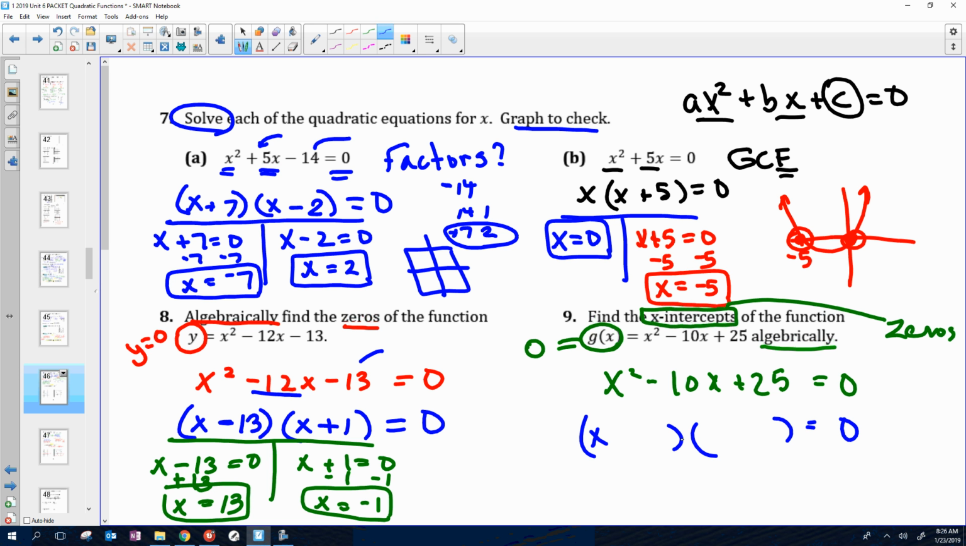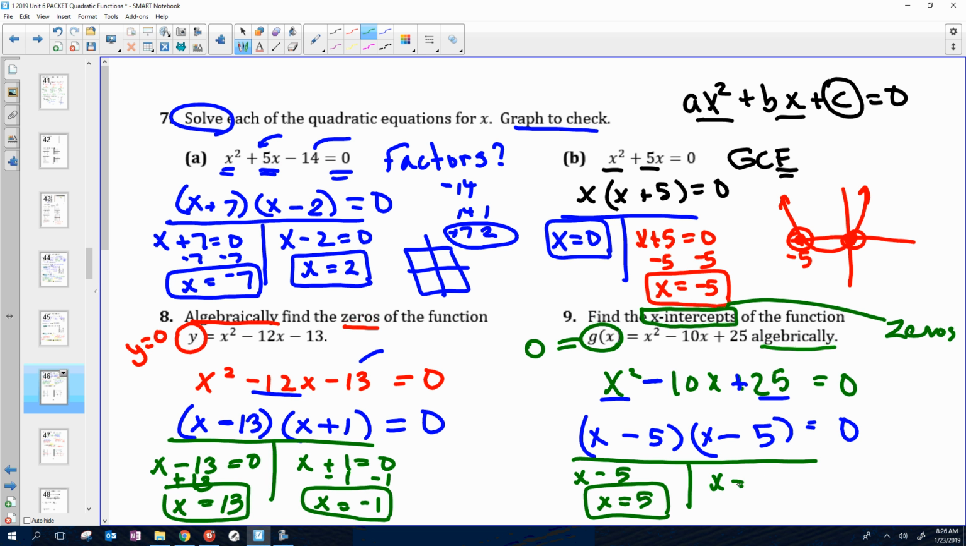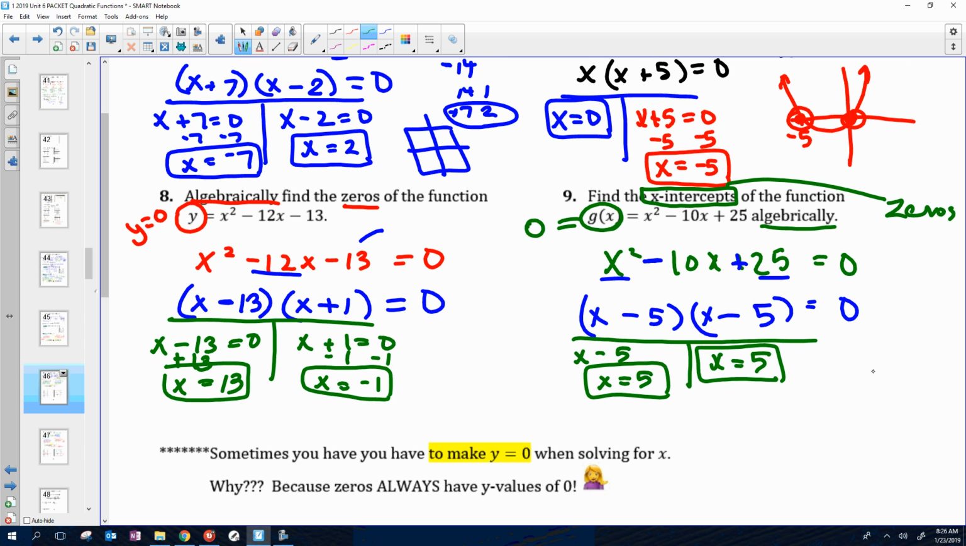So we have an x times x to make our x squared. 25 is 5 times 5. If this is a positive, these are both going to be the same sign, and I need a negative on the 10, so it's a negative, negative. Set those equal to 0, and what you're going to find is the same answer twice. x equals 5.